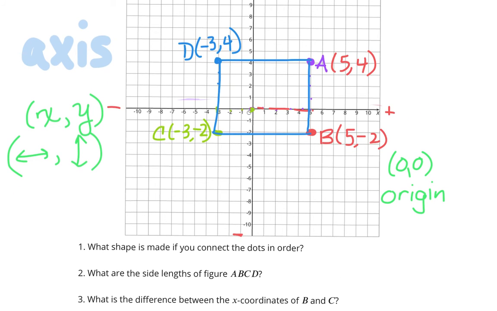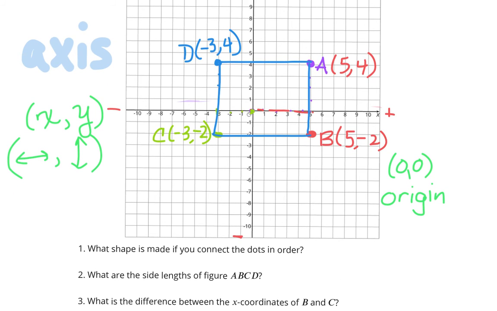What are the side lengths of figure ABCD? How long is it? How far is it from one side to another? How long is this side? How long is this side? How long is this side? And we can get those by counting units. We can also do that by subtraction.